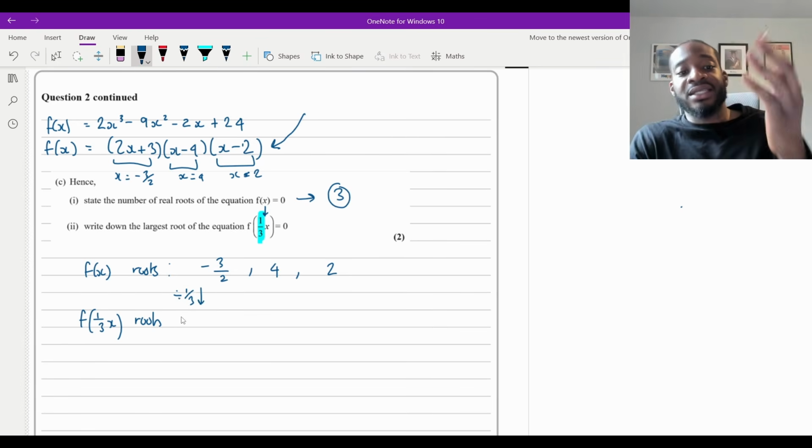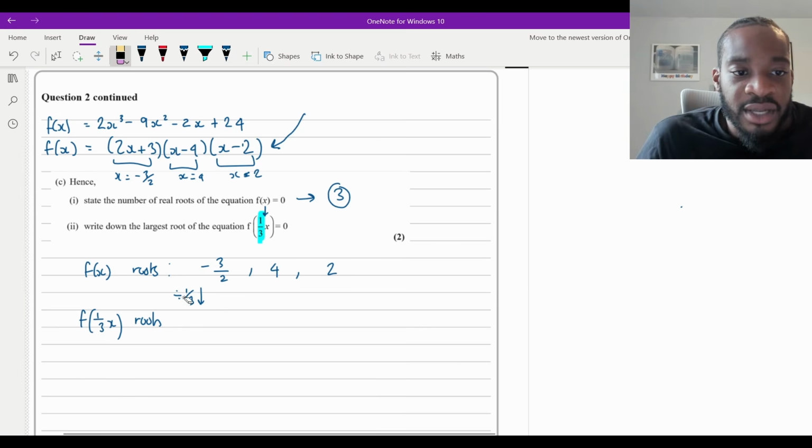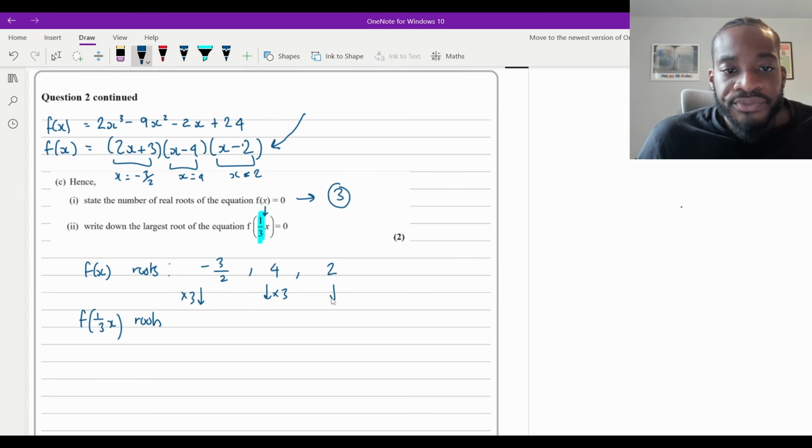Which is the same as timesing by 3. So I'm going to just replace that with a timesing of 3. So each of these roots is going to be tripled, as I said before, which means that our new roots are going to be minus 9 over 2, which is minus 4.5. That's going to be a 12. That's going to be a 6.